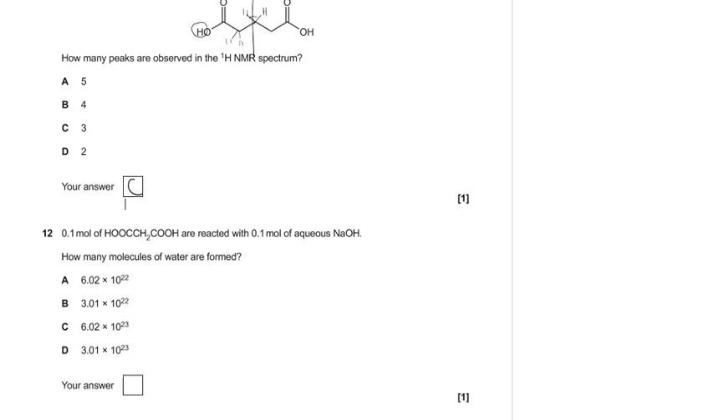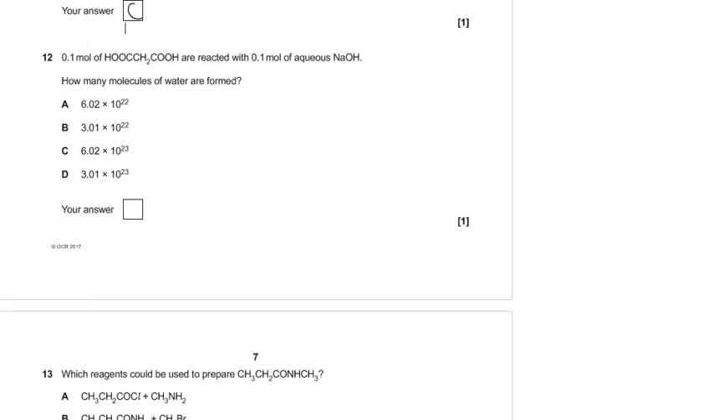Right then. Question 12. 0.1 moles of the following compound are reacted with 0.1 moles of aqueous sodium hydroxide. How many molecules of water are formed? So we have here a dicarboxylic acid, because we've got the two COOH groups, and that's been reacted with sodium hydroxide. Now we should hopefully see that this would react in a 1-to-1 ratio. Only half of these molecules are going to be able to react.